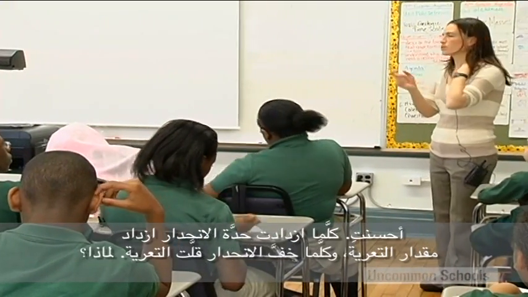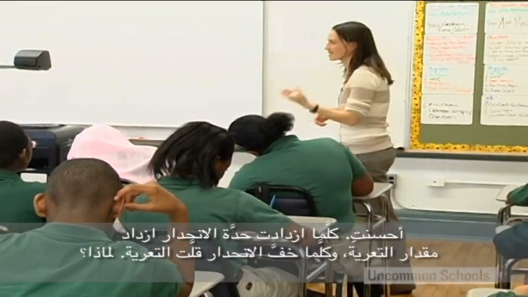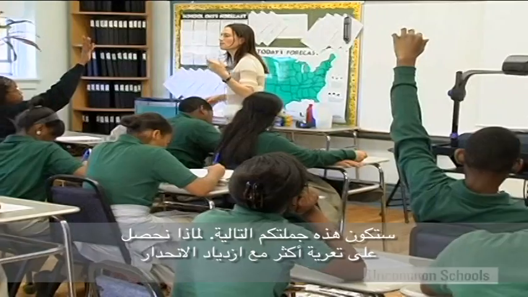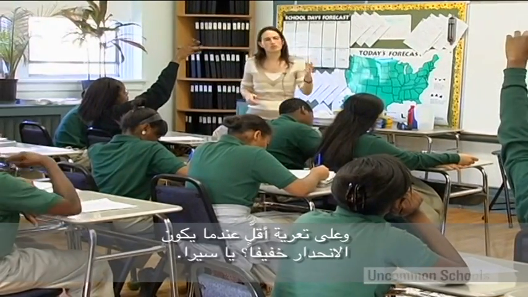Good. The steeper the slope, the more erosion you're going to get. And the less steep, the less erosion you're going to get. Why? This could then be your next sentence. Why would you get more erosion with a steeper slope and less erosion with a gentle slope?